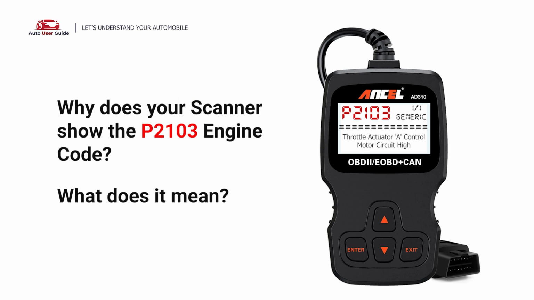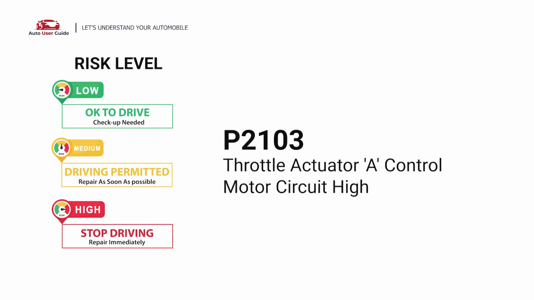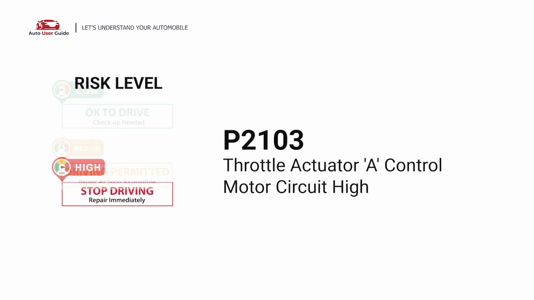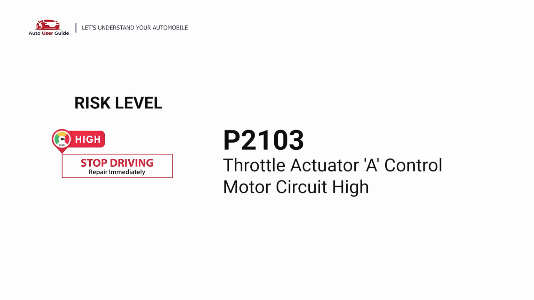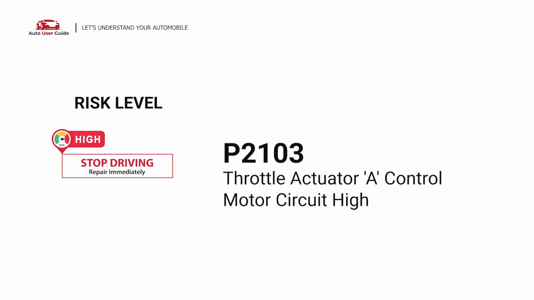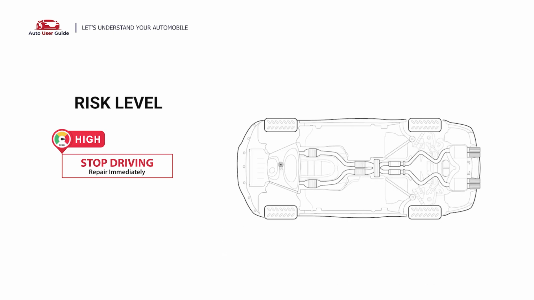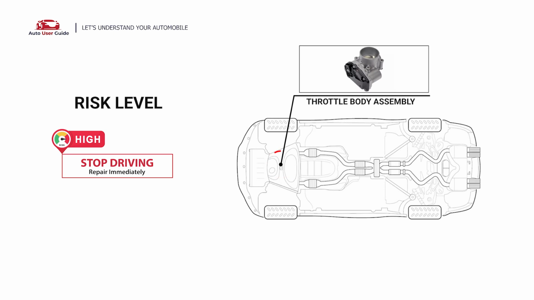Why does your scanner show the P2103 engine code? What does it mean? P2103 is a diagnostic trouble code for throttle actuator control motor circuit high. It indicates that the voltage signal of the throttle actuator control motor circuit is higher than the specified range. Under this circumstance, stop driving and repair your vehicle immediately.